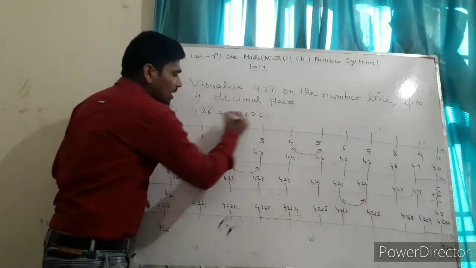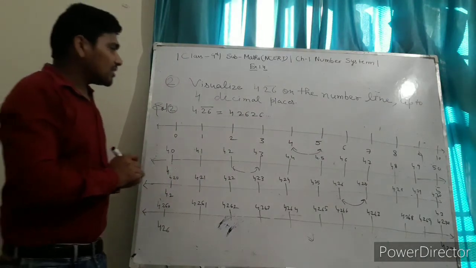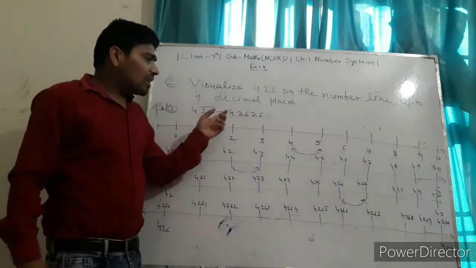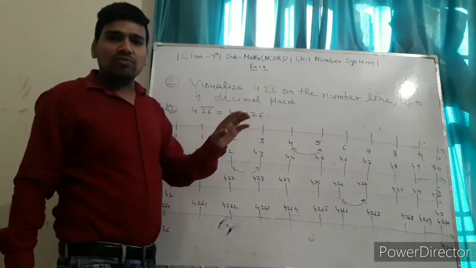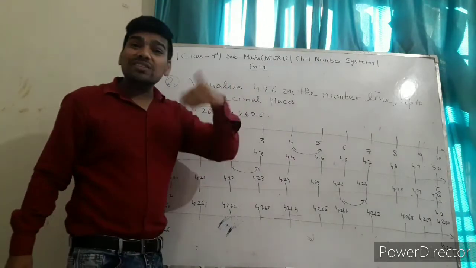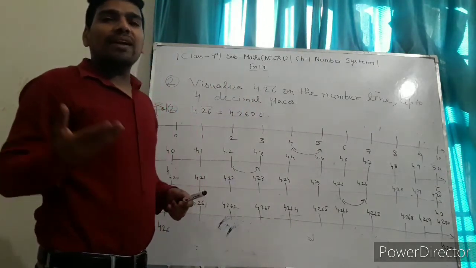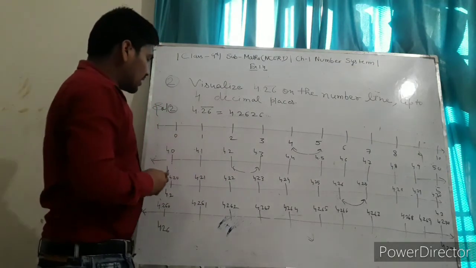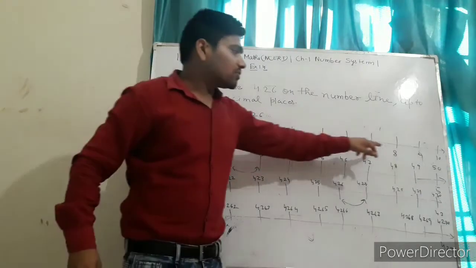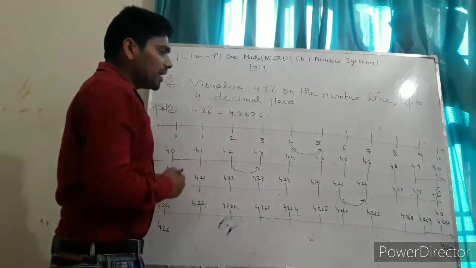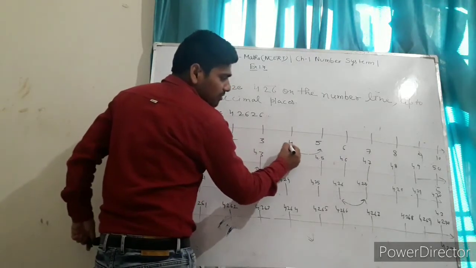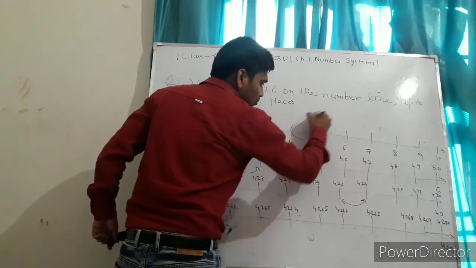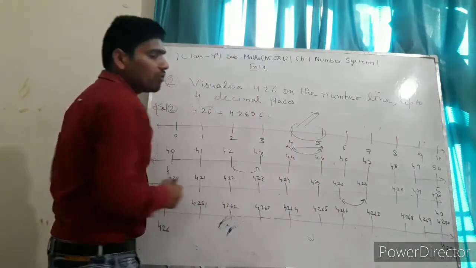Now I am going to visualize it. This is 4.2 and something, so it is 4 point something. It means it is more than 4, but definitely less than 5. So I write the numbers 0, 1, 2, 3, 4, 5, 6, 7, 8, 9, 10 on the number line, and this number will definitely lie somewhere here, because it is between 4 and 5.